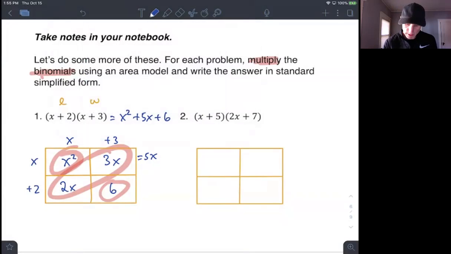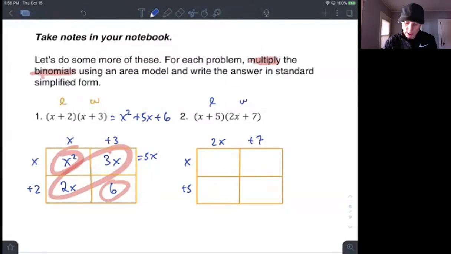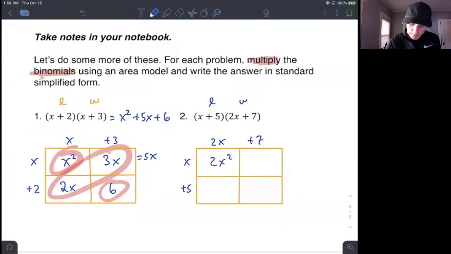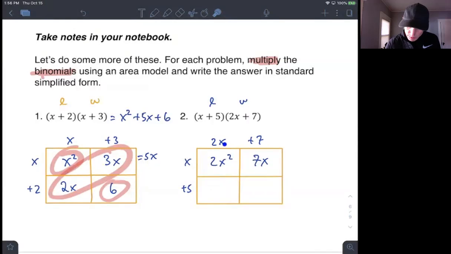All right, this is my length, this is my width. So this is my x plus 5, and this is my 2x plus 7. This is a new idea. This idea of having a 2x there, that's something a little bit different. Then we figure out what our length times width is. It's an x by 2x. So it's going to be 2 times x times x. 2 times x times x is 2x squared. And then the next one is going to be x times 7, which will give you 7x. And then down here is a 5 times 2x. So you just do the numbers. 2 times 5 is 10, and then it has an x.